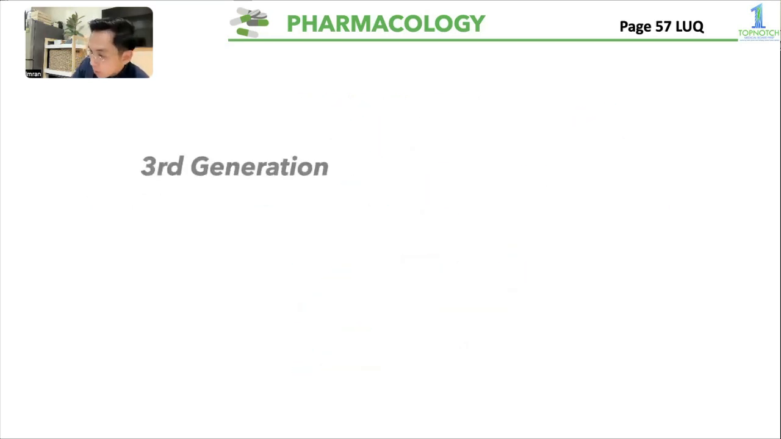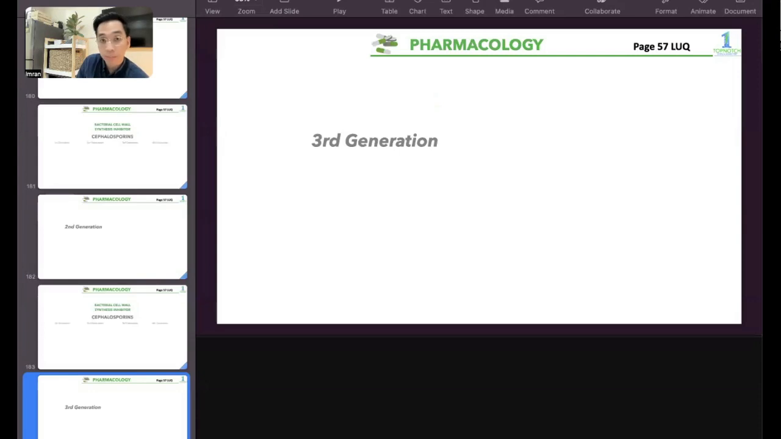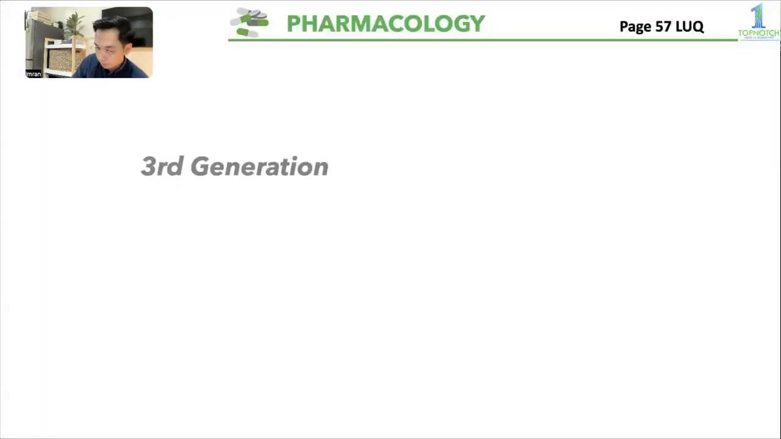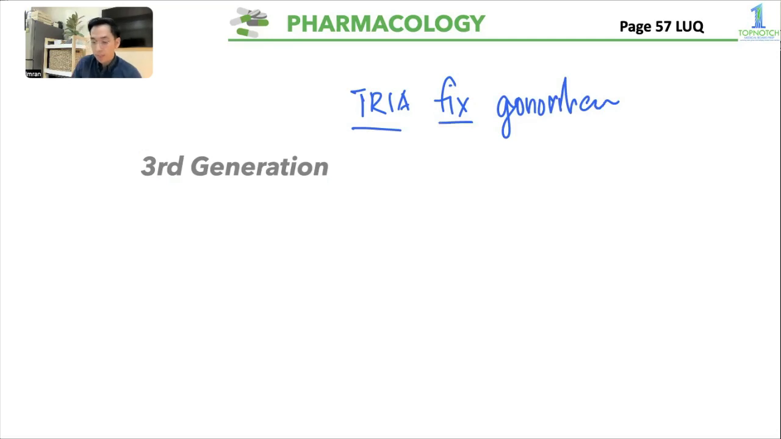Among your third generation, isa sa mga pinakilala dyan si Tria, si Ceftriaxone. Third generation, si Tria, fix your gonorrhea. Okay? Tria, fix your gonorrhea. For Ceftriaxone, fix is Cefixime. Okay? Cefixime. So Ceftriaxone and Cefixime for gonorrhea.